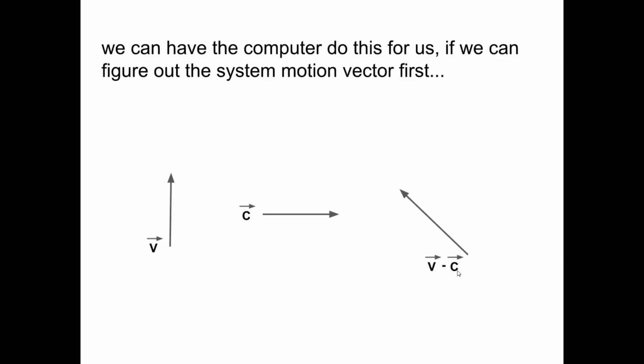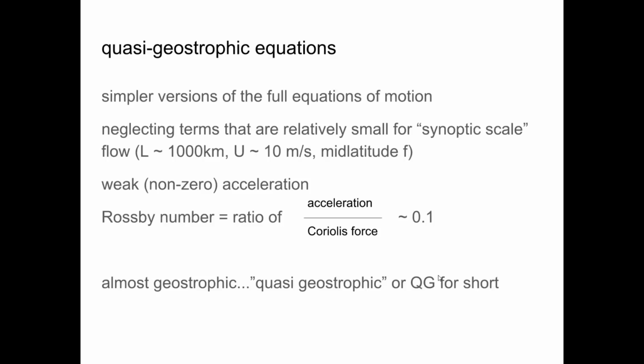So this vector subtraction can fairly easily be done in the program. All we have to do is come up with a system motion vector. We have to track some system, see how it's moving, and come up with a speed and a direction, turn that into east-west, north-south components, and plug that in so the computer can do this V minus C for us.